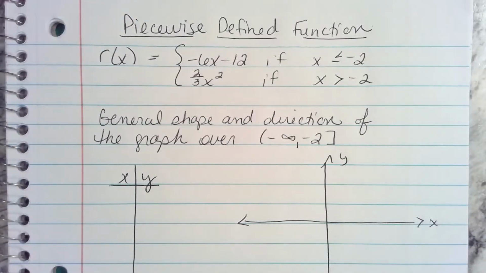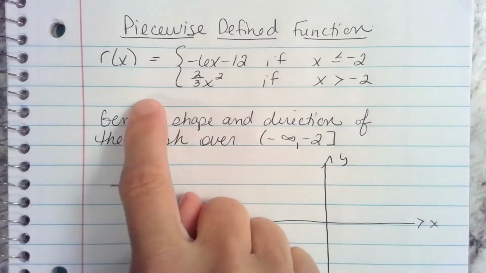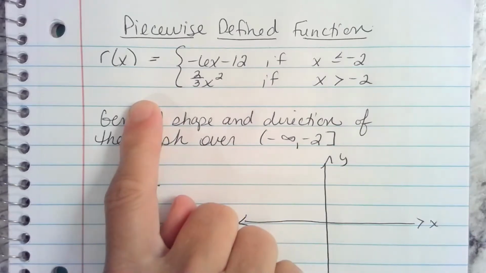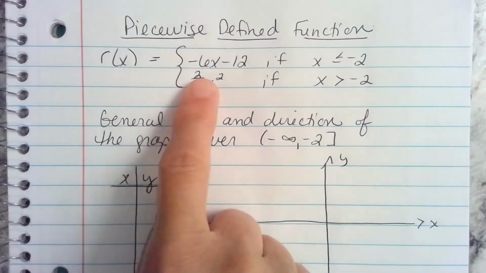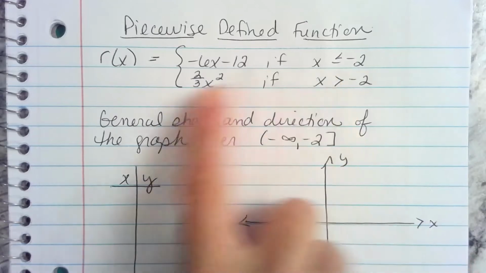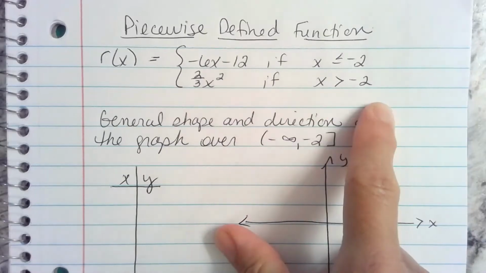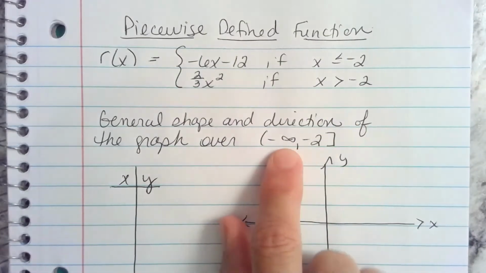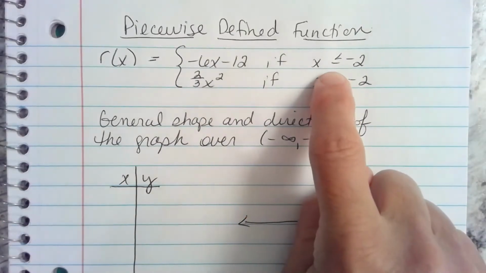So we are asked to find the general shape and direction of this graph over the interval from negative infinity to negative 2. And this is the piecewise defined function that we were given. We would read this as r of x is equal to negative 6x minus 12 if x is less than or equal to negative 2, or r of x is equal to 2/3 x squared if x is greater than negative 2. So this interval that they're talking about, negative infinity to negative 2, is this interval.